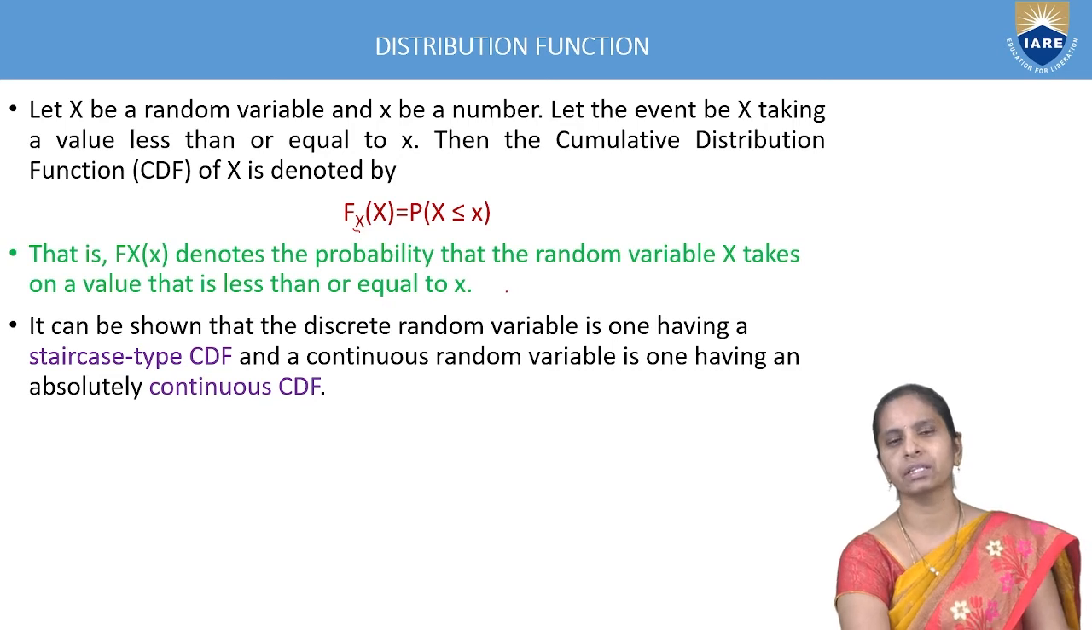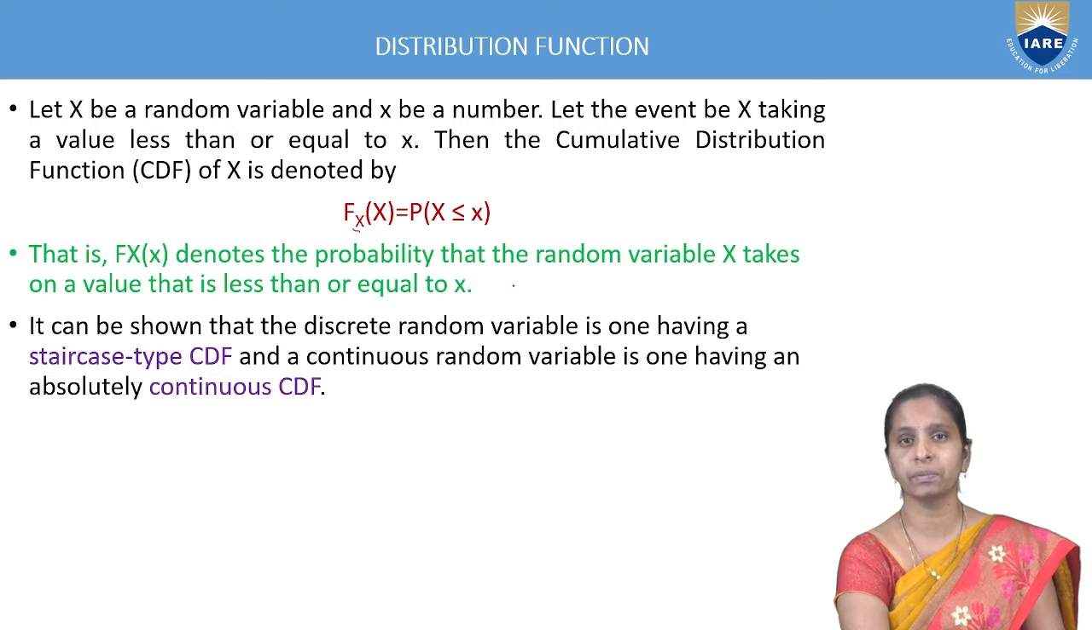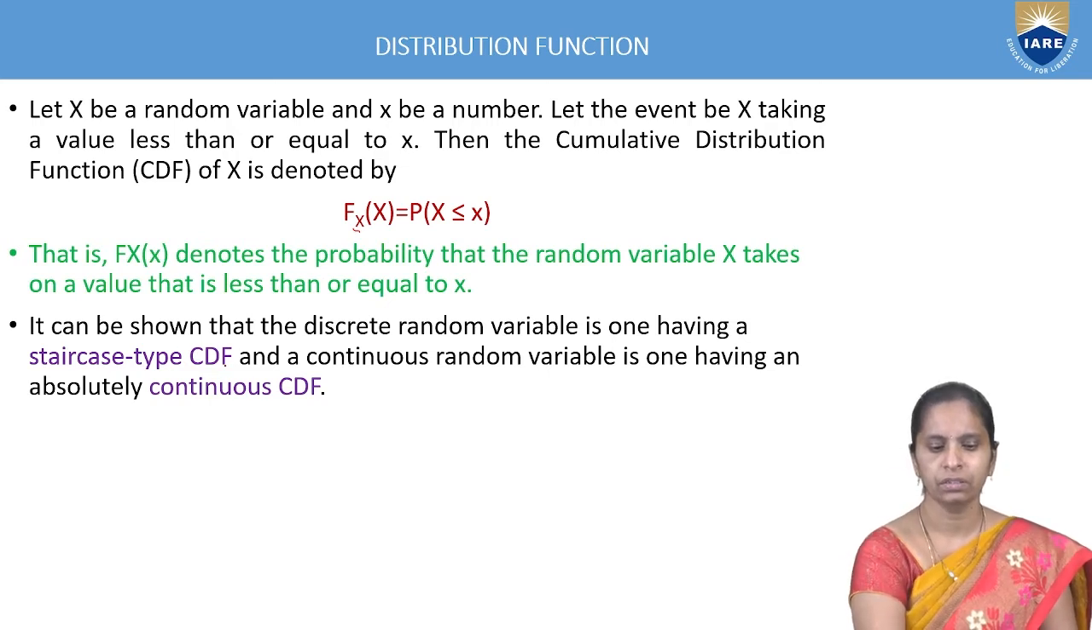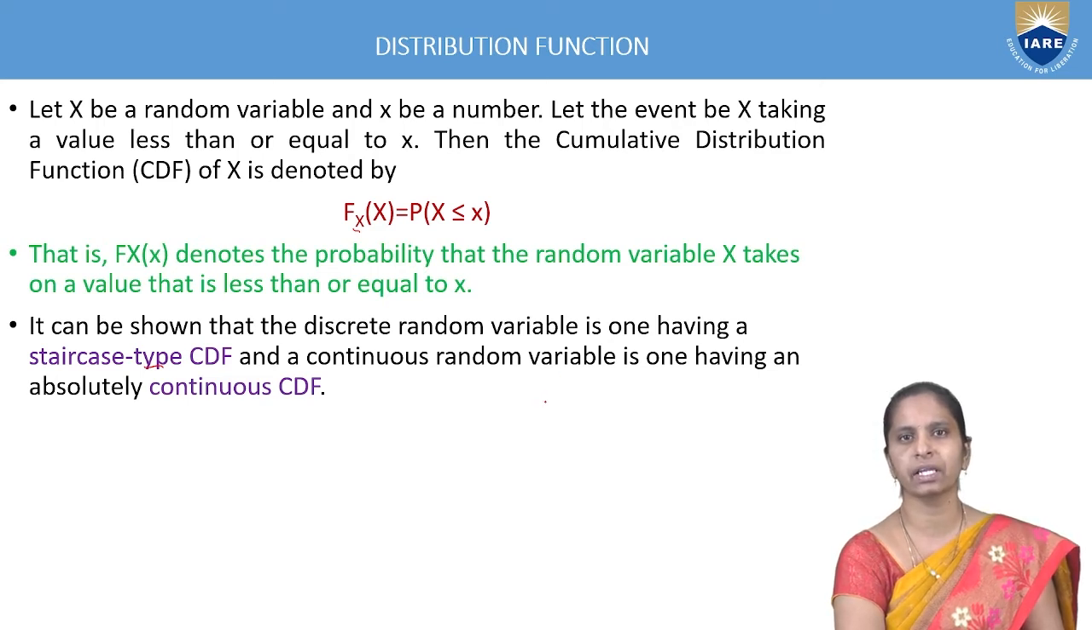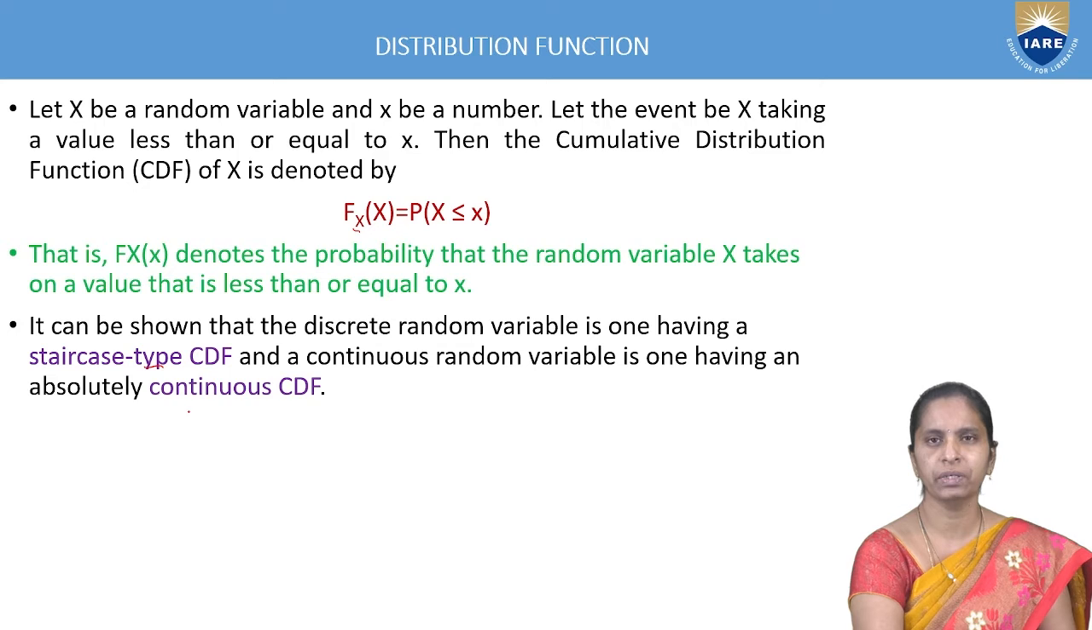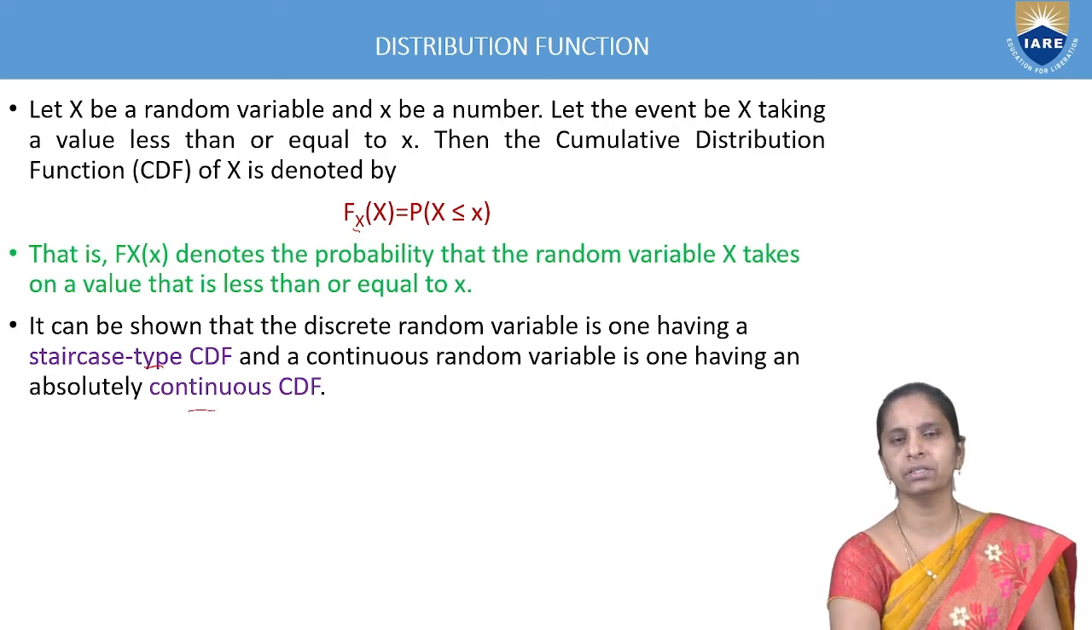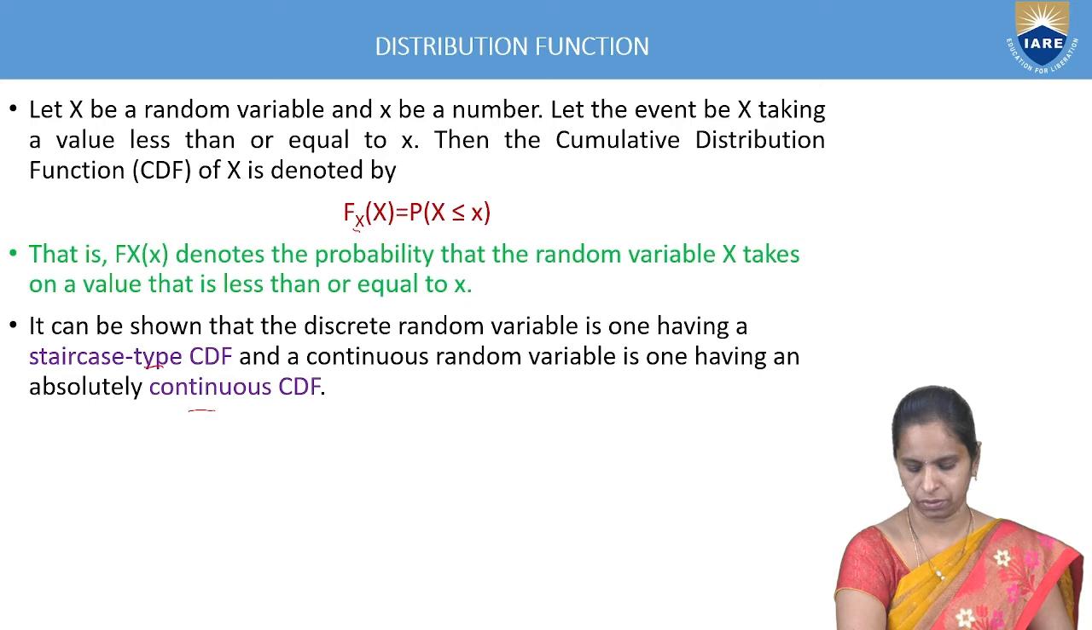And we have already seen the classification of random variables. The random variables are classified into two types: continuous random variables and discrete random variables. For continuous random variables, the distribution function is also continuous, whereas the distribution function for a discrete random variable is a staircase waveform. The probability distribution function for a discrete random variable is of staircase type, and for a continuous random variable it is also continuous.